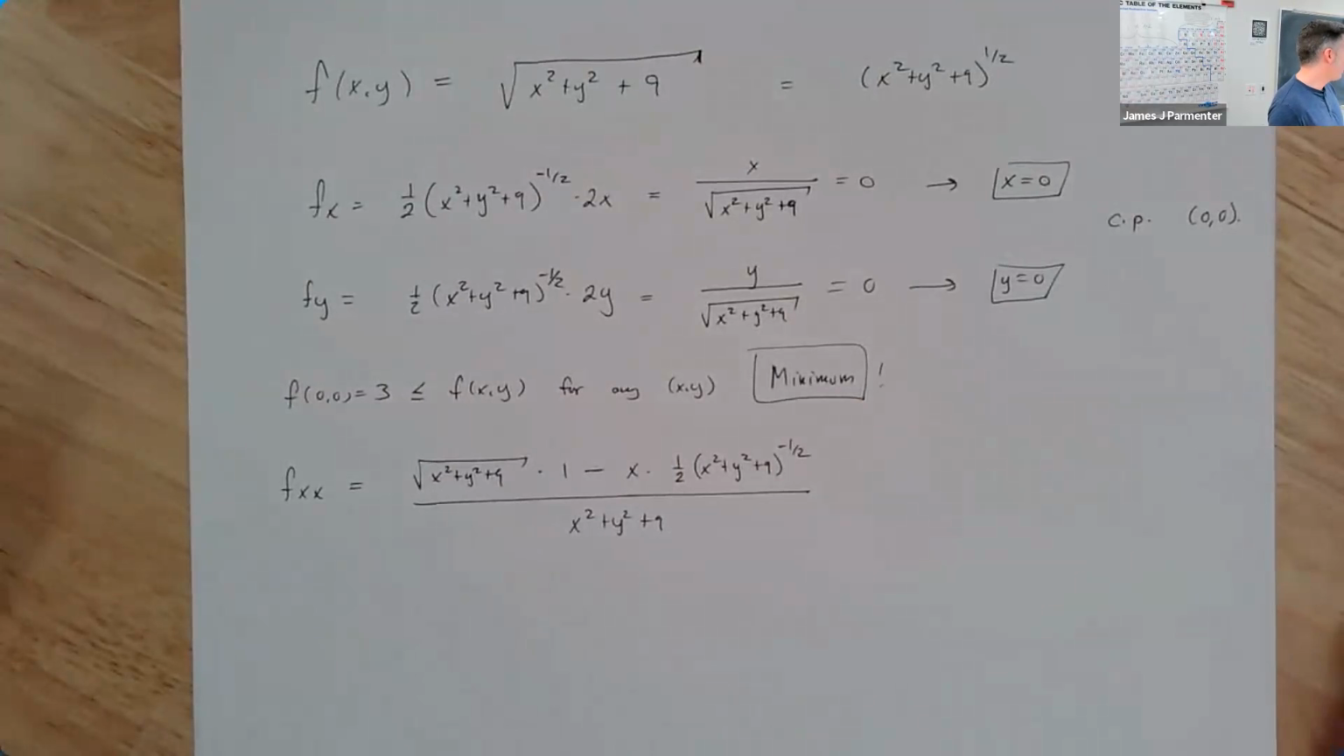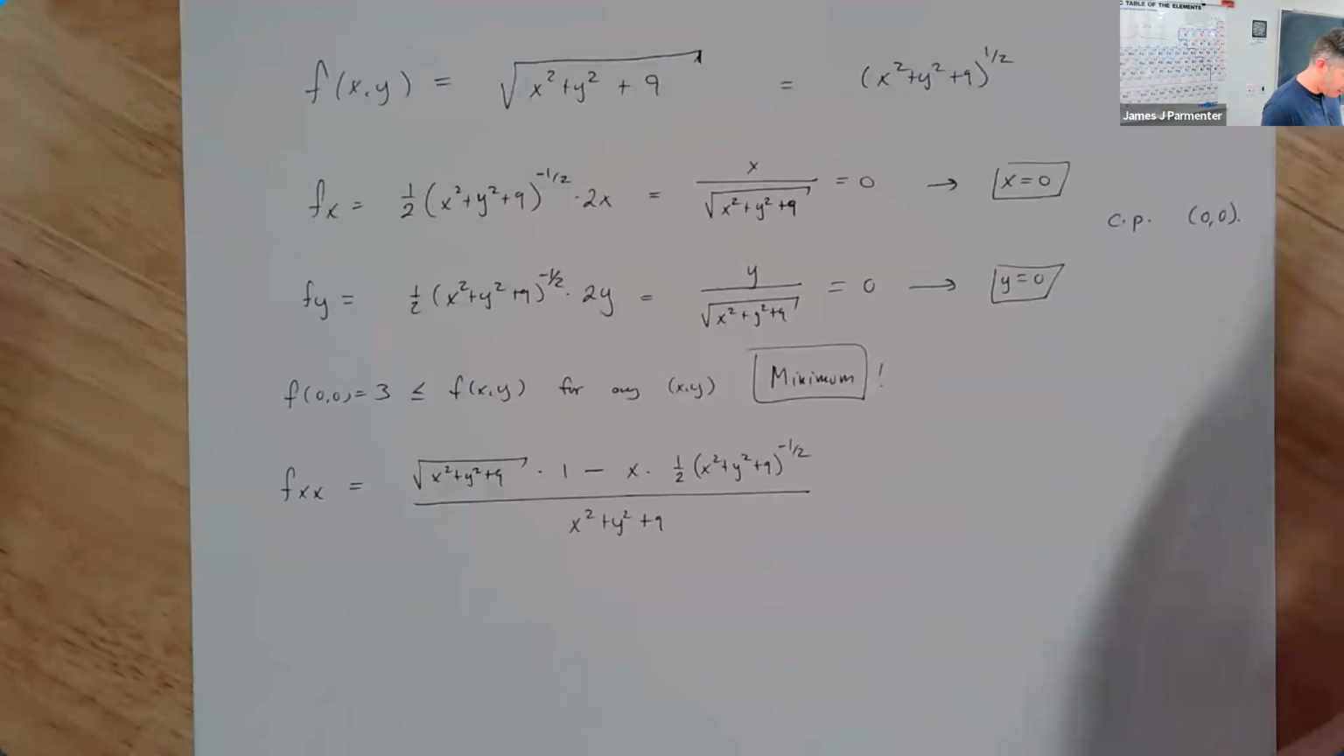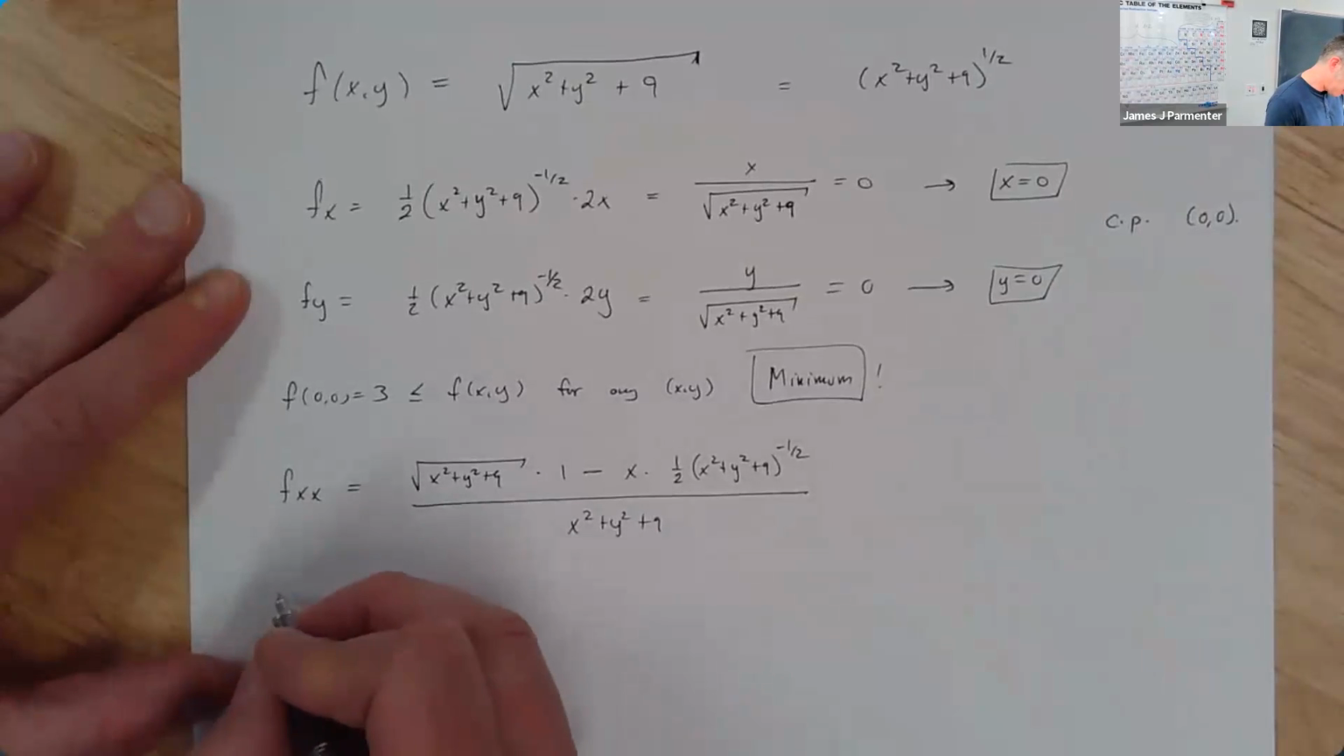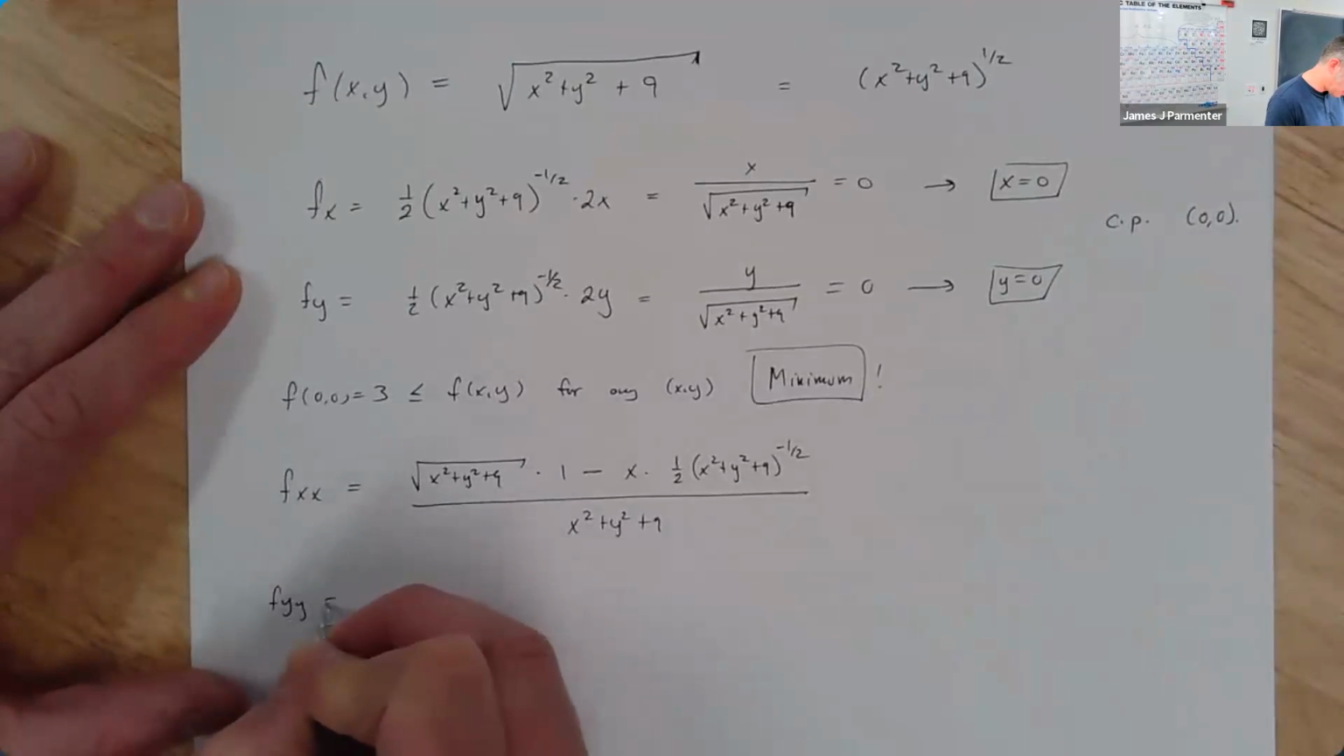Now, I guess there's some good news here, maybe. Is there good news? I don't know. You don't have to simplify this, because what we're going to do is just plug in 0, 0. So I might just be lazy for a minute here and leave that alone. Let's see what happens. And then fyy is going to be virtually the same.